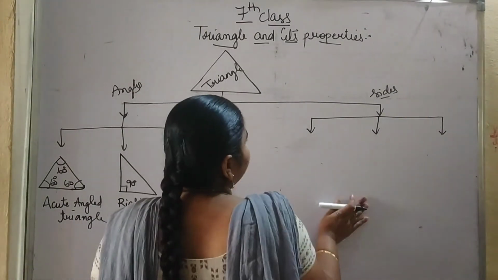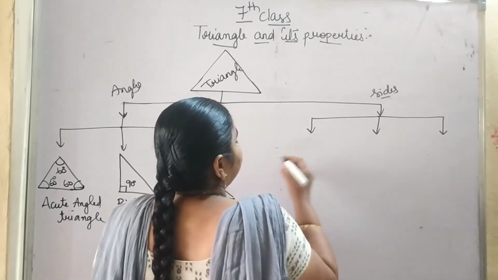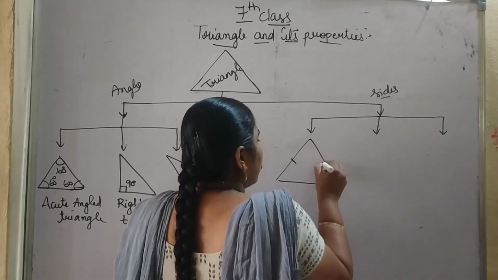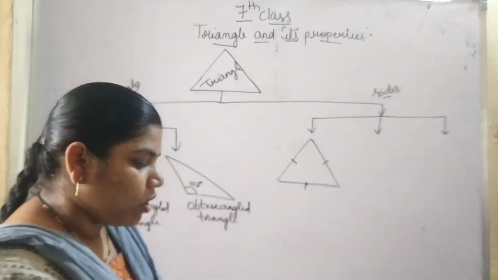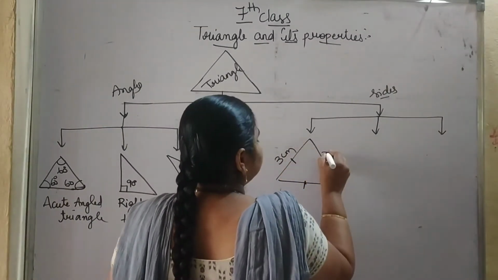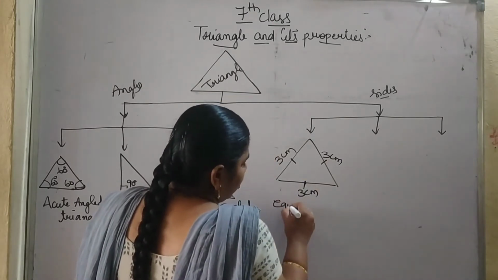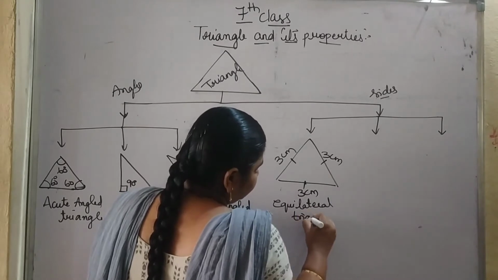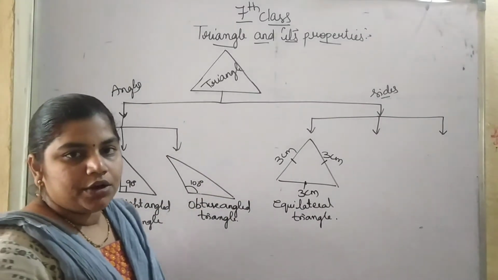Now based on sides also we are having 3 different types of triangles. One is equilateral triangle. What do you mean by equilateral triangle? All sides will be equal. When all the sides are equal, we call it an equilateral triangle. So it can be 3 centimeters, 3 centimeters, 3 centimeters. So we call it an equilateral triangle.